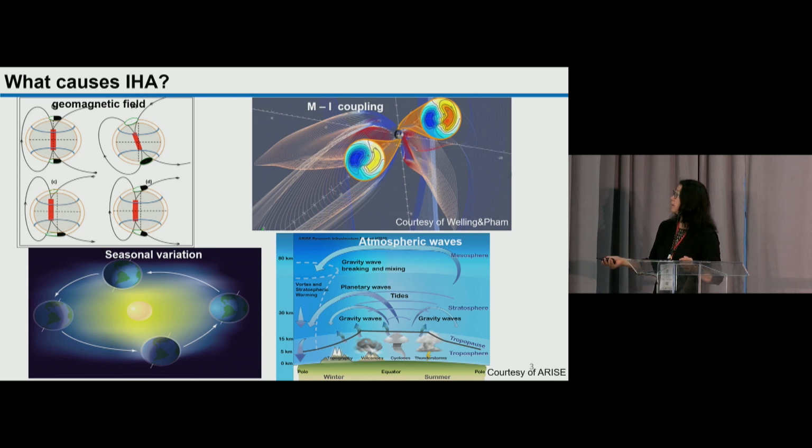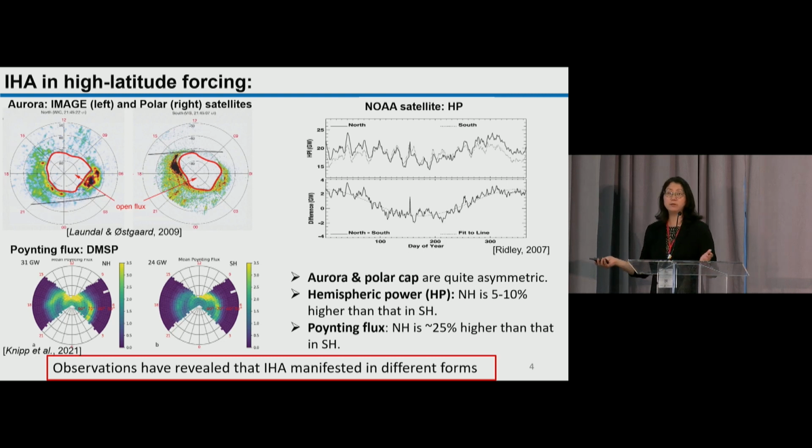All right? A lot of things can drive asymmetry, and the observations have revealed asymmetry manifested in different forms. I'll just show you a couple of examples. I'm not going to be comprehensive, indeed. If I miss something, especially your favorite one, you can blame me. Don't get too mad. All right?